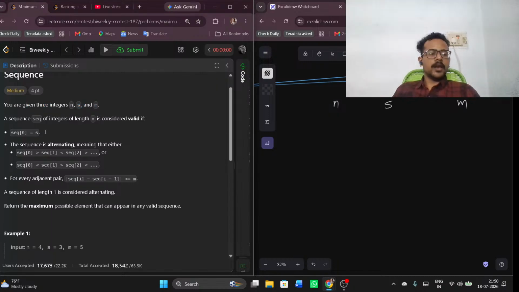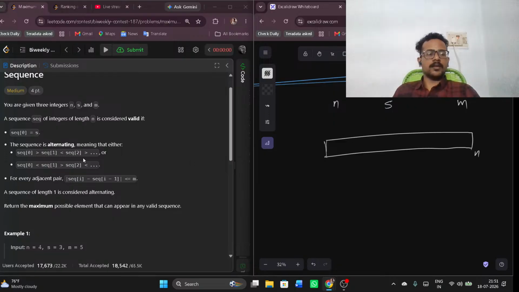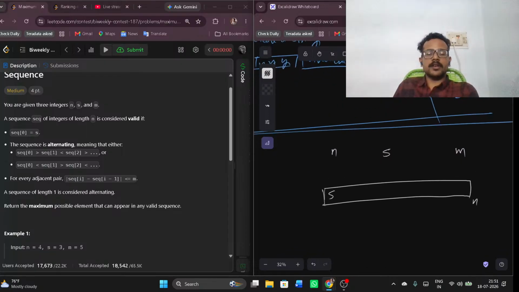We need to create a sequence where the size is n, right? Sequence of 0 is s, and the size of the whole sequence is n. Now they have said that the sequence is alternating, meaning that the first number is s, and there might be this sequence, right?